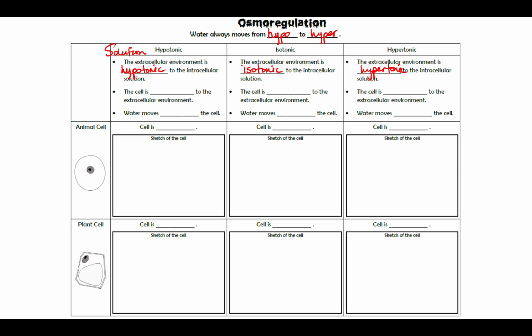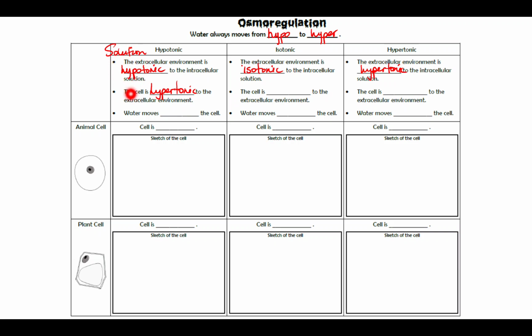Then remember, these are comparative terms. So hypotonic means there's less solute, which means that the interior of the cell needs to be the opposite. So if the exterior environment is hypotonic, then the interior environment is going to comparatively be hypertonic. And with us remembering that water always moves from hypo to hyper, you can use this key that we've made at the top to help you figure out where water is going to move.